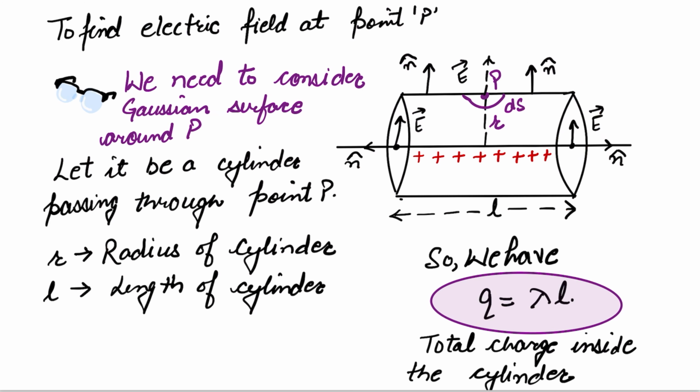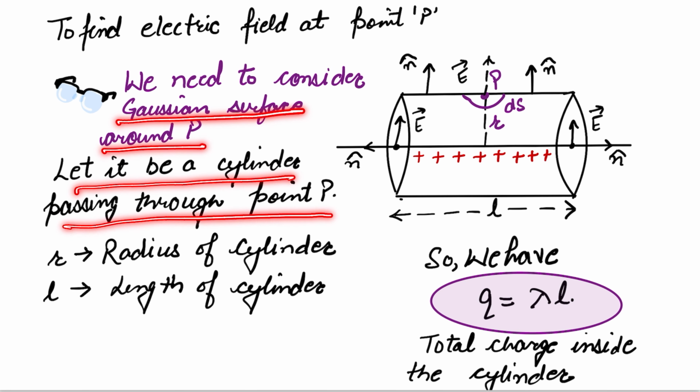Then we know that if we want to implement the Gauss law, we need to consider a Gaussian surface. So around point P, we choose an area element ds, right, such that the ds vector will be written as ds into n cap. This n cap is the normal to ds, right? So n cap will be normal to ds. So we choose a Gaussian surface around P, right? Let it be a cylinder passing through the point P.